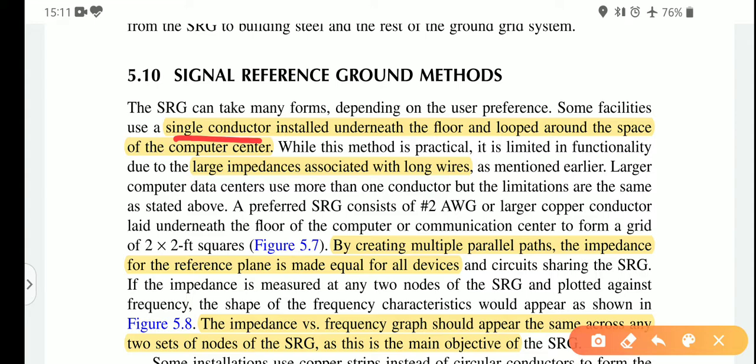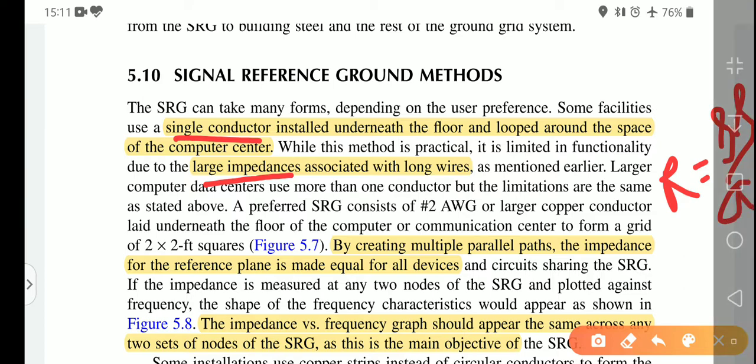But one problem is that as the length of this conductor increases, the impedance increases, because R is nothing but rho L by A. Just consider this equation, R equals rho L by A. As the length increases, the resistance will increase. So again there will be a problem of noise in the sensitive equipment.